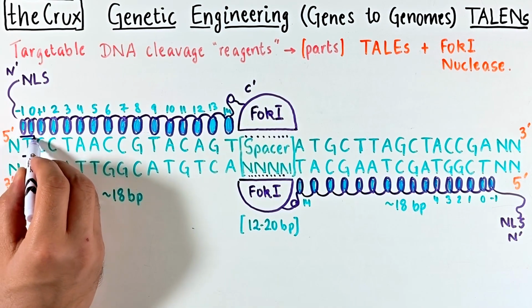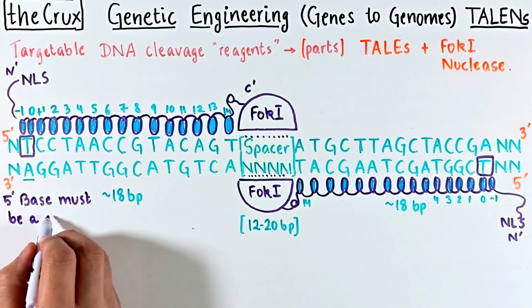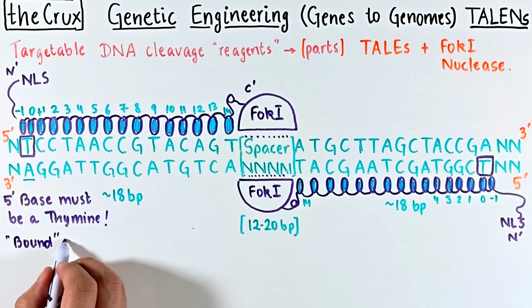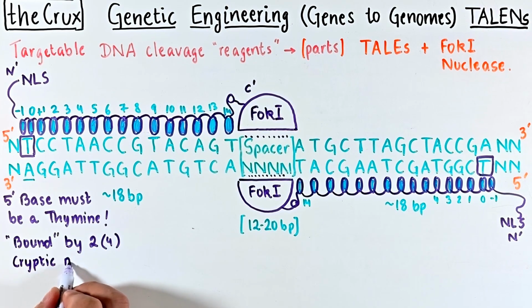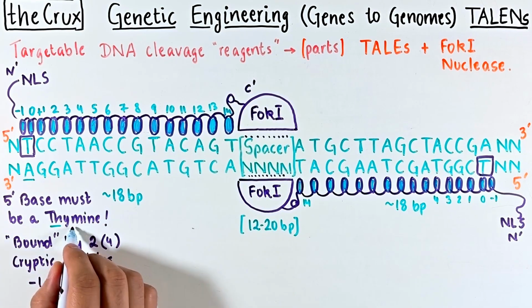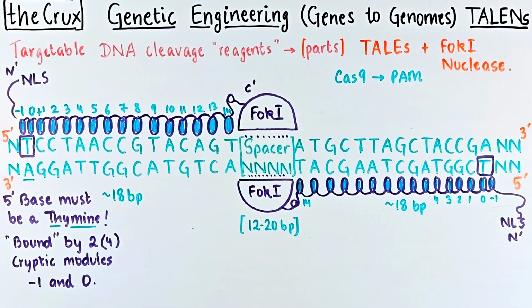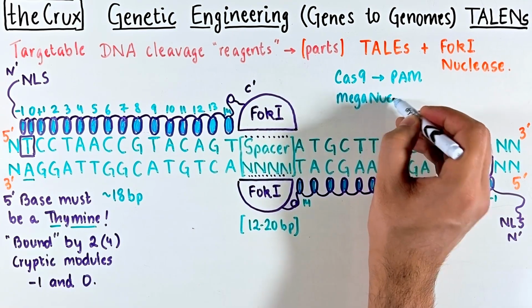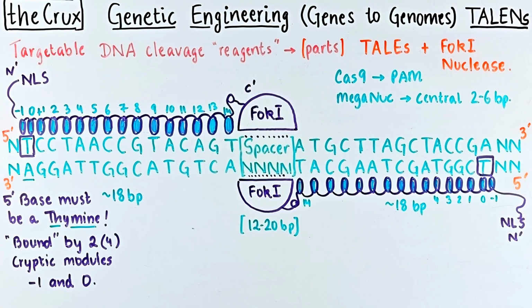In this, the DNA binding is always starting with a thymine for both the left and right side. It is bound by 2, sometimes 4, cryptic modules. I've only shown you 2 modules for simplicity. You can think of this thymine requirement at the 5' end as the requirement for the PAM in case of Cas9 enzyme. In meganucleases, this type of requirement is fulfilled by the central DNA bases.